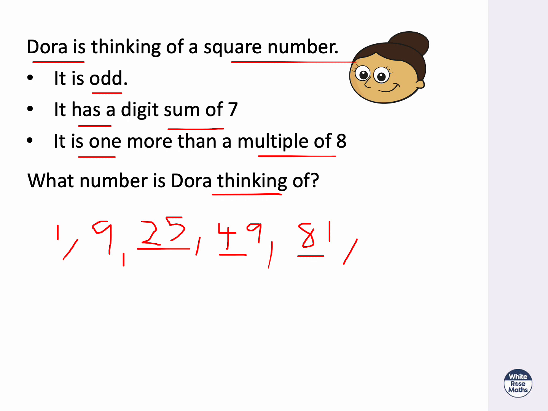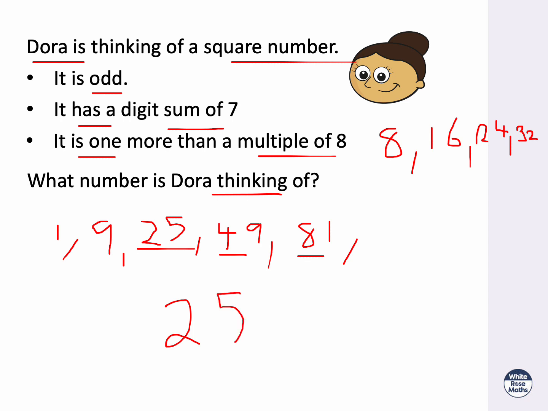So the answer is actually 25 because 2 plus 5 equals 7, and 25 is 1 more than 24, and 24 is a multiple of 8. Multiple of 8 means your 8 times tables, so it's 8, 16, 24, 32, etcetera. So the answer is 25.